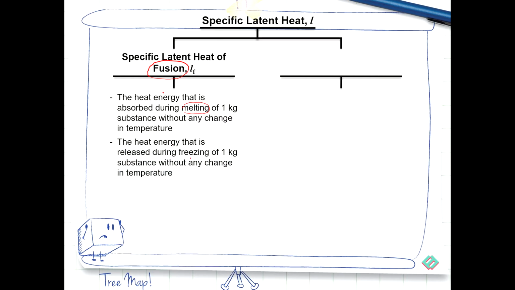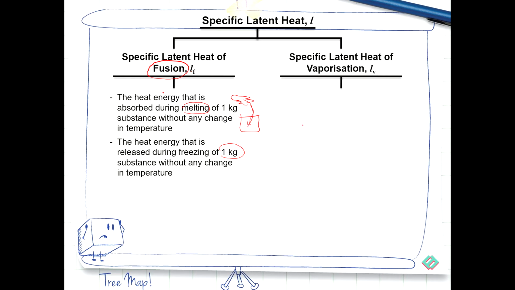But if we reverse it, energy is released during freezing 1 kg of substance without any change in temperature. So we have solid, we change it to liquid, or from liquid change to solid. This we call fusion.